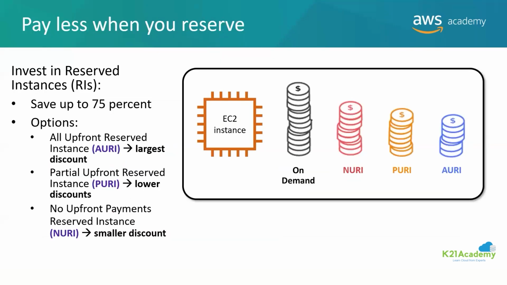Let's talk about the virtual machine, that's the EC2, or the database, right? So here you can also invest in a reserve capacity. Now using this reserve instance, you can also save up to 75% compared to the on-demand capacity. Now here, these reserve instances are available in three different options: AURI, PURI, and NURI.